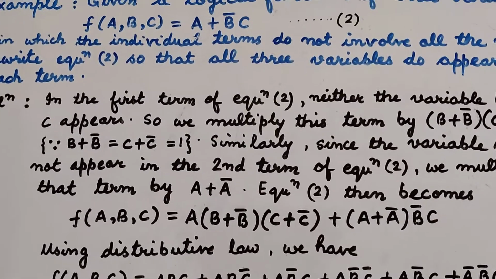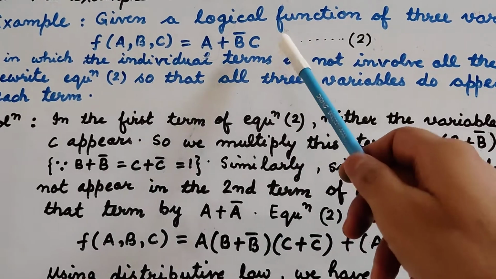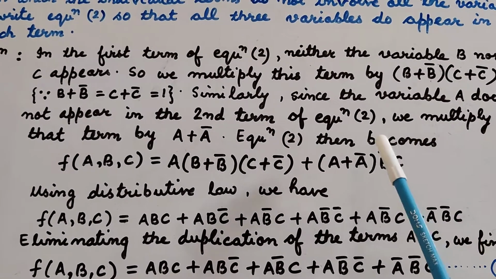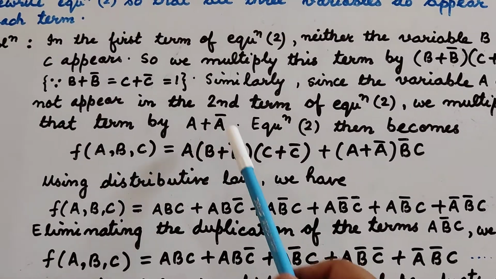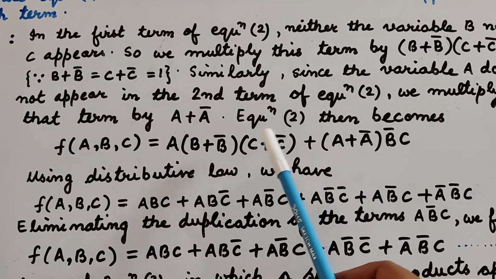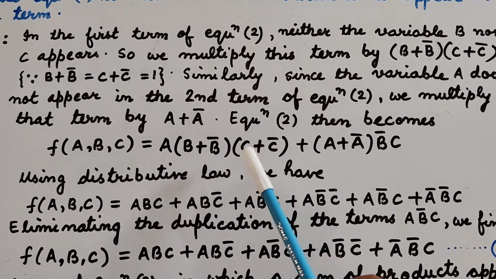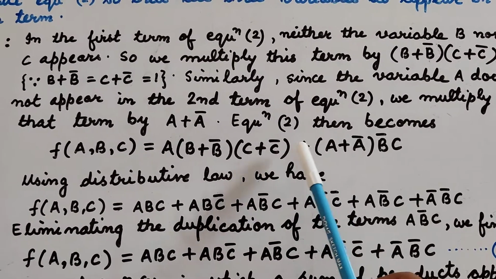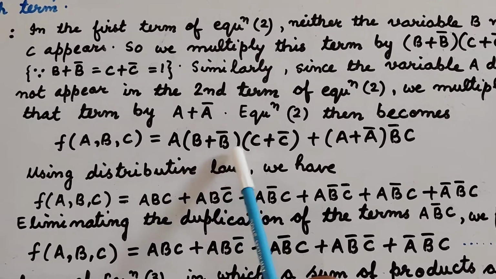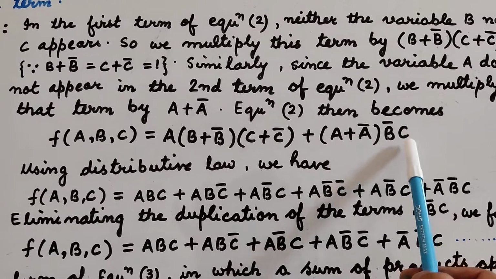Similarly, we find that the second term does not contain the variable a. So we will multiply the second term by a plus a complement. After multiplying the first term by (b plus b complement) into (c plus c complement) and the second term by (a plus a complement), equation 2 will come out to be f(a, b, c) is equal to a multiplied by (b plus b complement) into (c plus c complement) plus (a plus a complement) into b complement c.